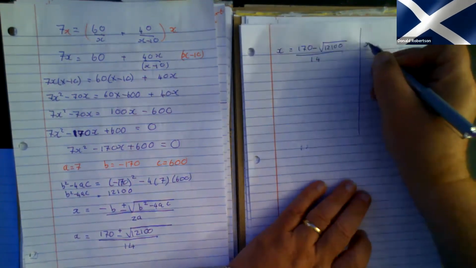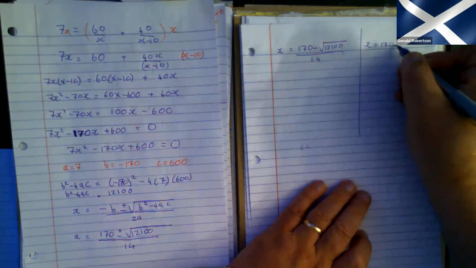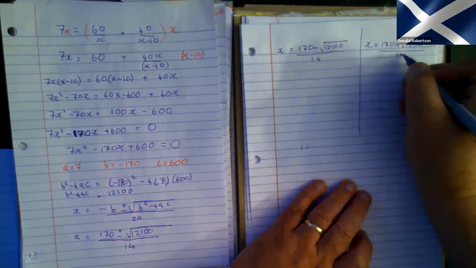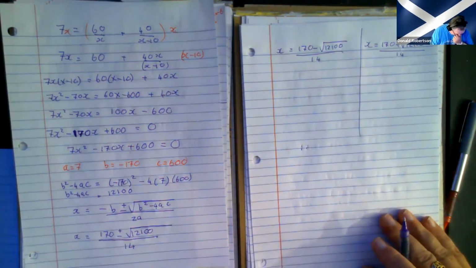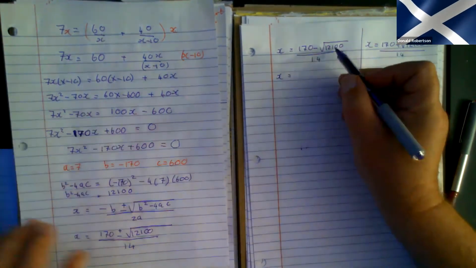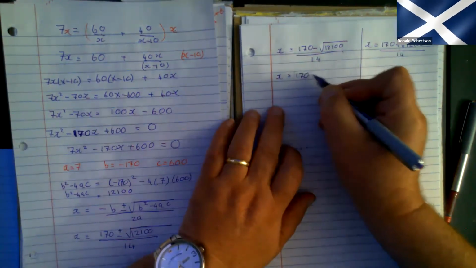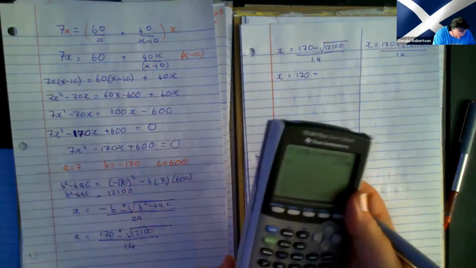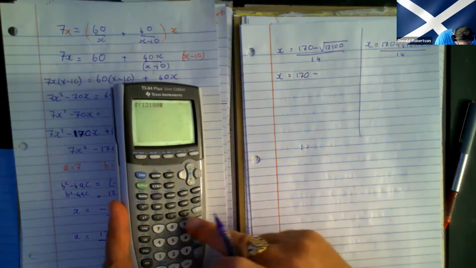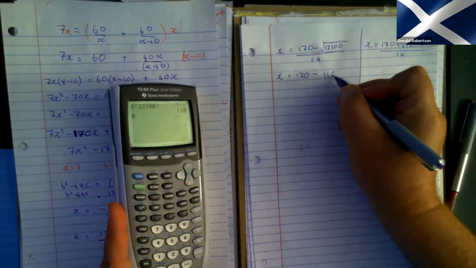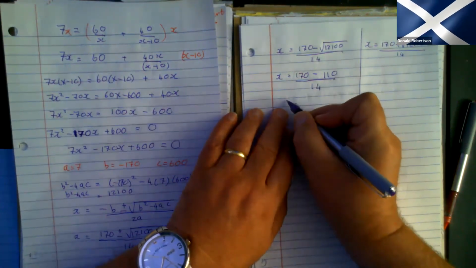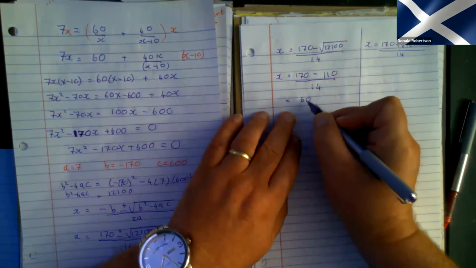And your other solution will be this guy, also over 14. Let's see where this goes. If you take this guy, it's 170, take away, I think that's going to come out as a nice number. Let's find out. The square root of 12,100 is 110. Which is 60 over 14.